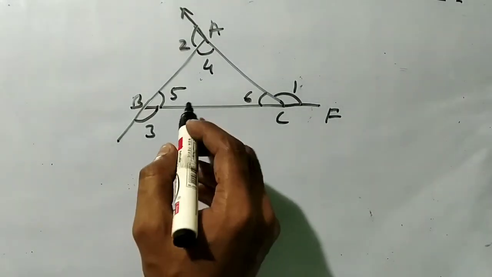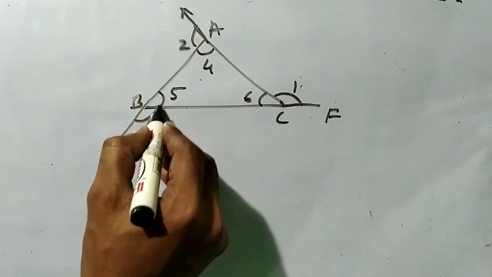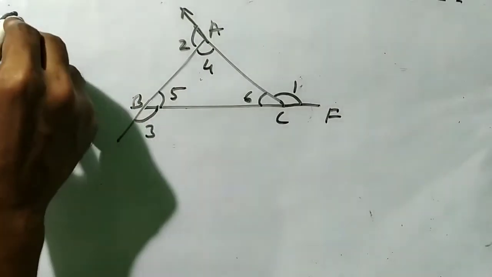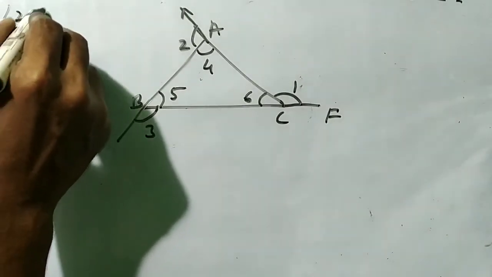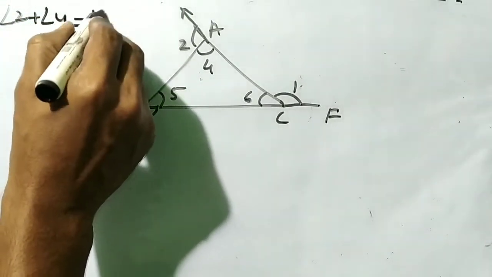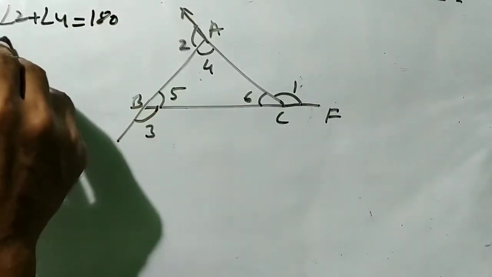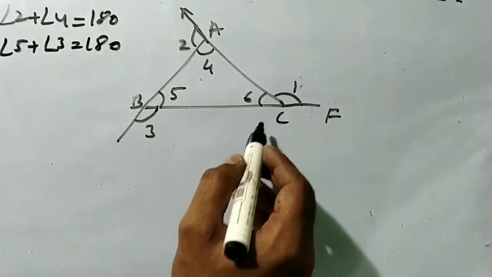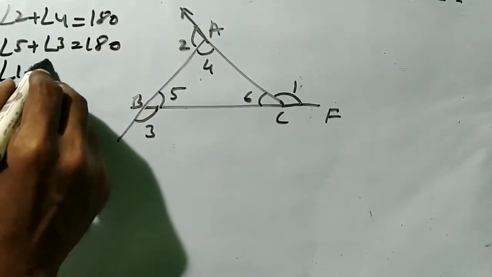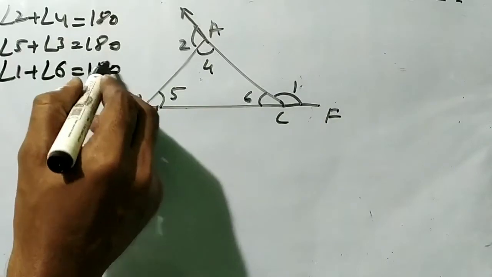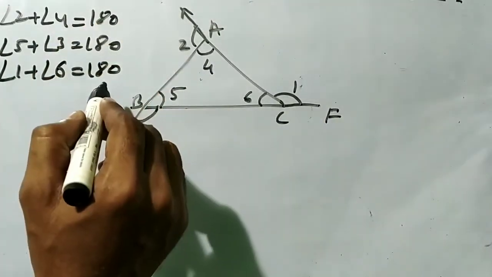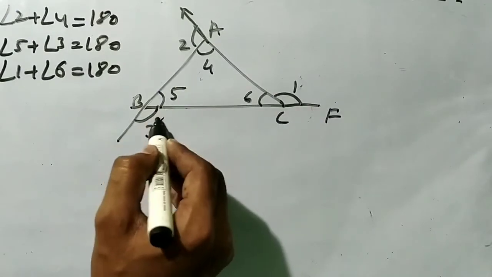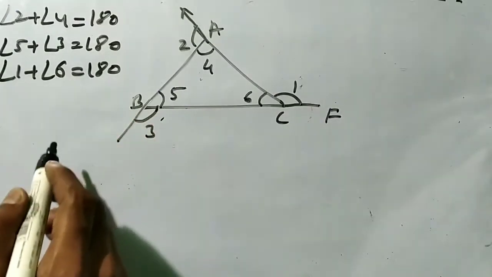So observe here, this is a line. It is a linear pair of angles, and a linear pair of angles is equal to 180. So here angle 2 plus angle 4 is equal to 180. Angle 5 plus angle 3 is equal to 180. Angle 1 plus angle 6 is equal to 180. Because these are linear pairs of angles, and straight lines form 180.